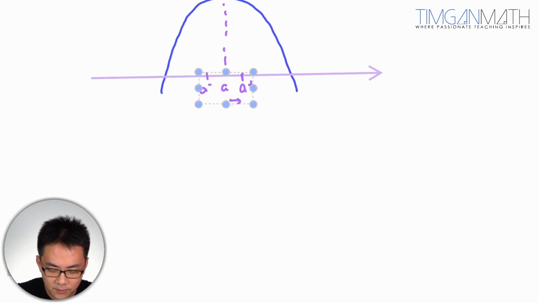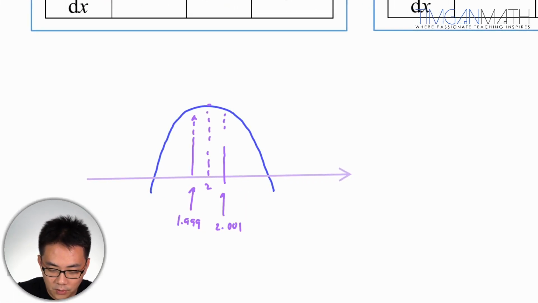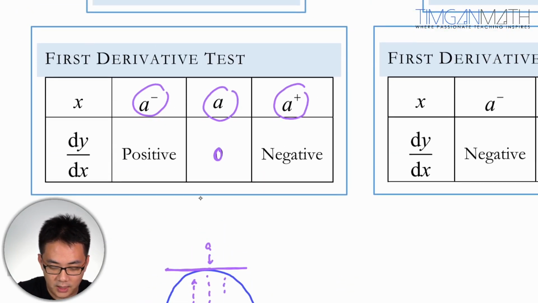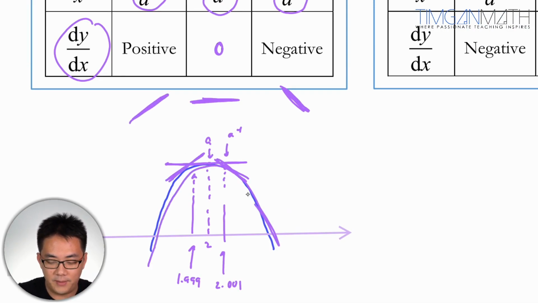So for example, if this is 2, this small change here could be 2.001, or this part here could be 1.99. Now you realize that if this is A, the gradient here is 0. And at A plus the gradient is negative, and at A minus it is positive. So that's why the shape is a maximum point.